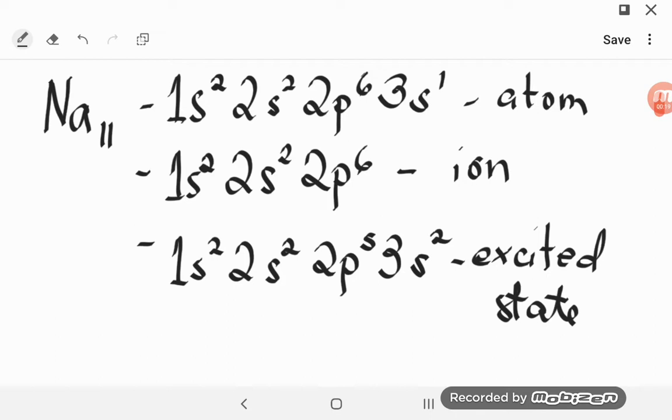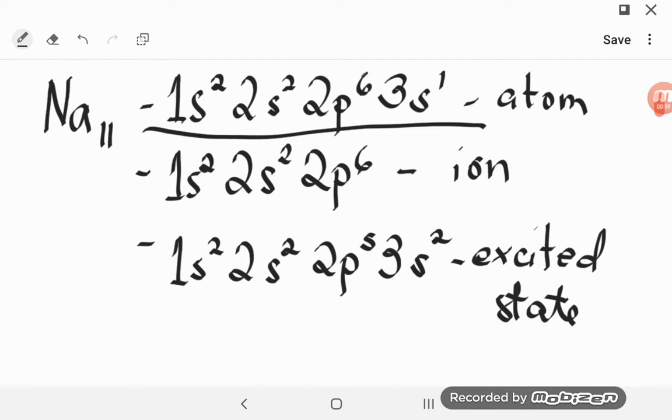The atomic number of sodium is 11. You know very well that the atomic number is equivalent to its number of protons. And since an atom is electrically neutral, the number of electrons and protons is the same, meaning the number of electrons for sodium is also 11. In the first example, we have its electronic configuration as an atom: 1s2, 2s2, 2p6, and 3s1. So we have a total of 11 electrons.